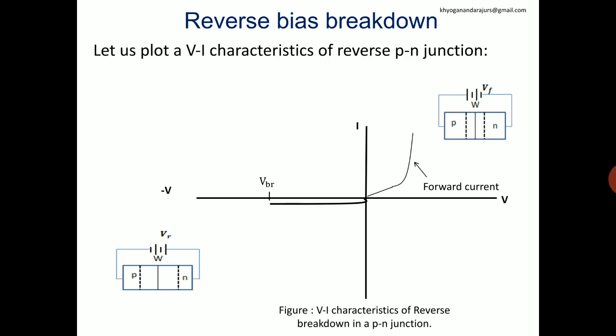Why breakdown voltage? Because the reverse saturation current, which is flowing at some constant value, breaks that constant value and increases abruptly. The plot is showing the reverse saturation current, and you can see the breakdown voltage mentioned as VBR. For that voltage the current increases abruptly. You can see there is a sudden increase at the VBR.